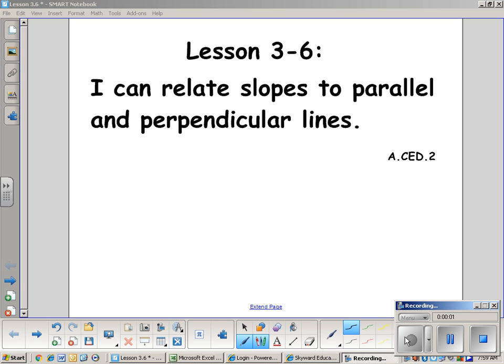Reminder of what I just said, that there will be a quiz tomorrow over lessons, I think, 3.1 to 3.4. Okay, it won't go to 5 and won't go to 6 for sure.